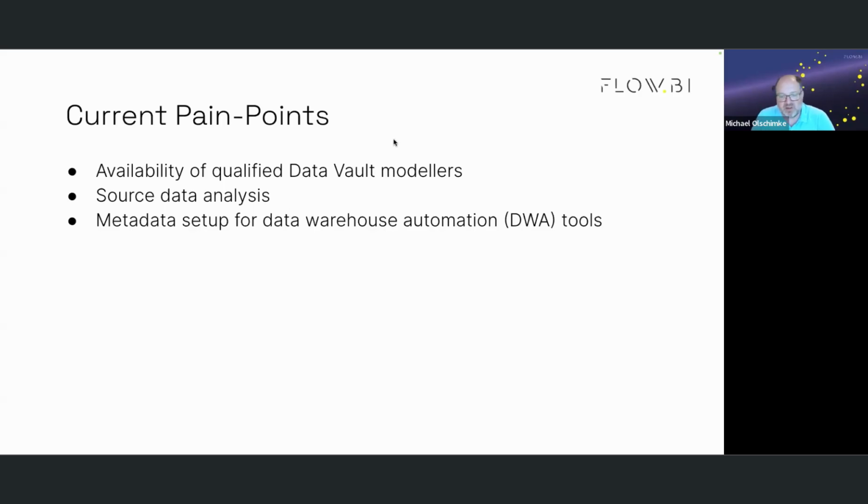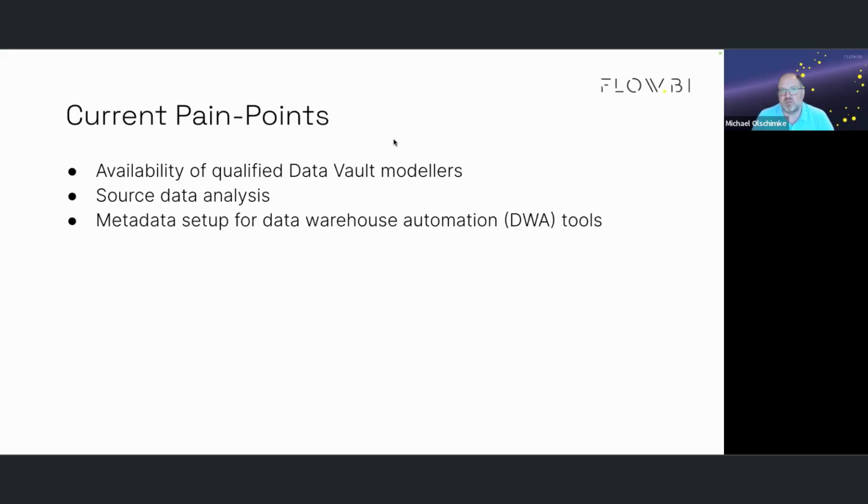So what are the current pain points in a team or in a project? First of all, it's the availability of qualified data modelers. You have these tools, but you need somebody who sets up the metadata, and they must have data knowledge. You can get them trained, but in the end, you need those people, and the more experienced they are, the better. So there's a limitation of consultants and of team members available on the market or in your organization that you can train. And you have to do source data analysis. You have to look at the source data sets, talk to the business, and then analyze what's going on here.